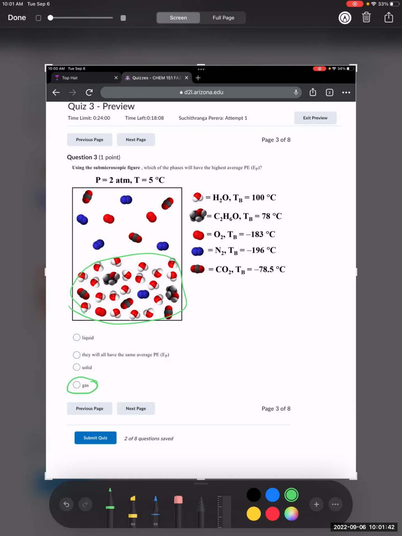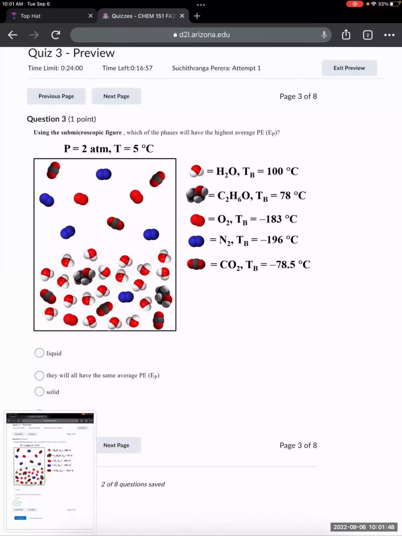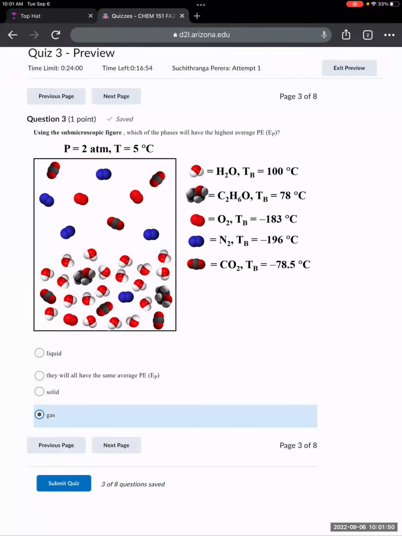So we need to select liquid if the question was asking for the lowest potential energy. But in this case, the question is asking for the highest average potential energy. Therefore, we're going to pick the gas phase. Okay, without any doubt.